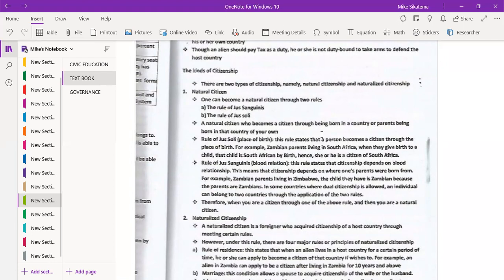So a natural citizen becomes a citizen through being born in a country, or through parents being born in that country. So these are the two different scenarios: place of birth and blood relation. So the rule of jus soli, like soil, think of soil and think of place of birth. This rule states that a person becomes a citizen through their place of birth.